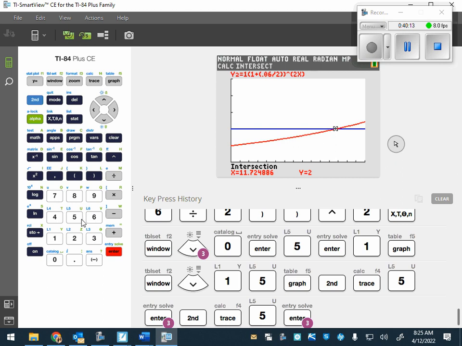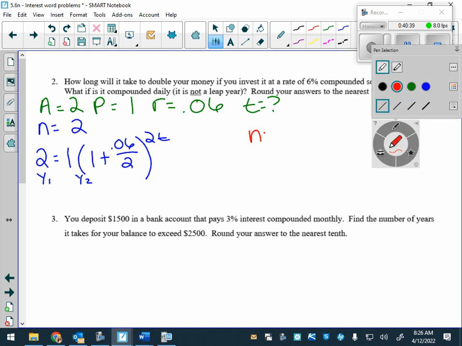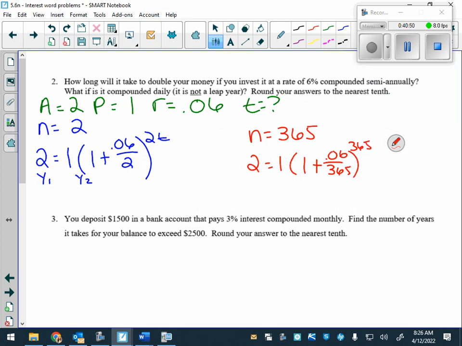So for the second part of that question, compounded daily, what's going to change? N? What will it be? 365. So go ahead and try that second question. What if it's compounded daily? N equals 365. Don't forget to put it in the exponent as well.